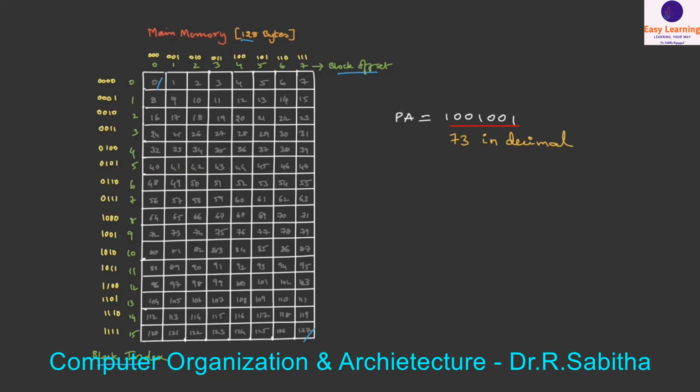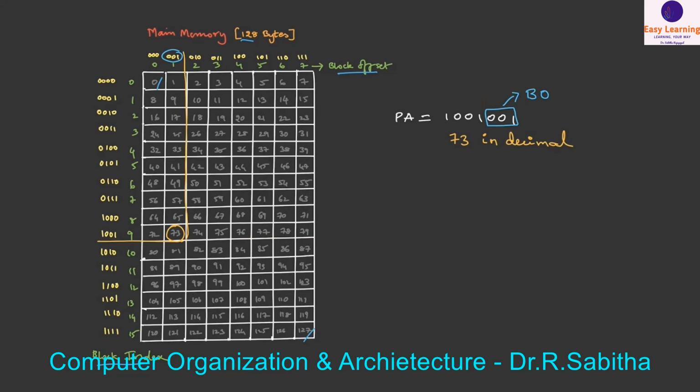Now, because the block index is 4 bits, we will be dividing into 2. So it is 1001. So where do we have 1001 here? Yes, this is the line. Then 011. Sorry, 001 is here. So the intersection of this row and column is 73. Hence, this 73rd block is retrieved. This is how you will be retrieving, and this is how you will be calculating the physical address.